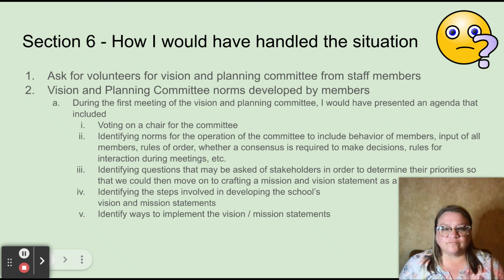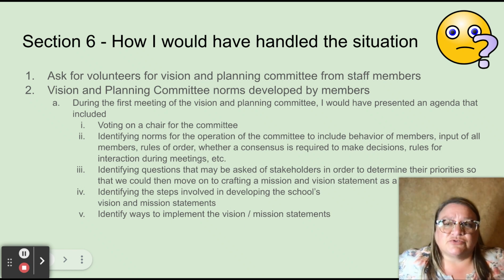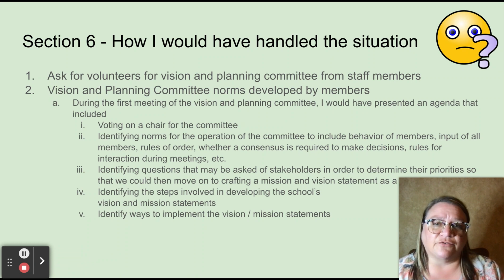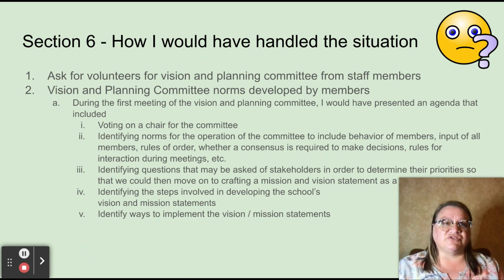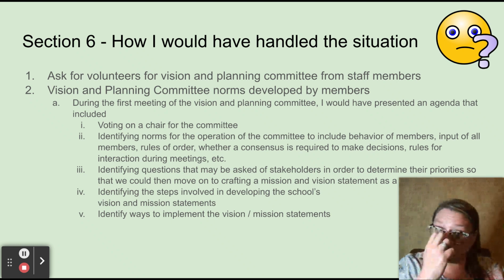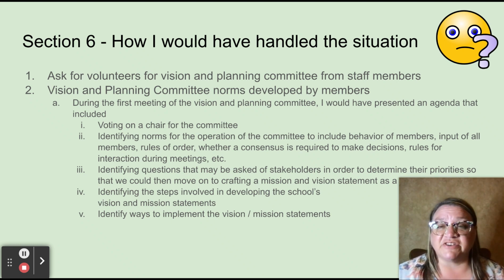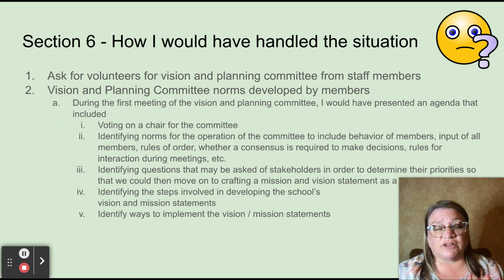So, how I would have handled this situation. First of all, I would have asked for volunteers for that vision and planning committee from staff members, rather than just appointing them based on the recommendations of the superintendent and the board. There are some new staff members that may want to be part of that process and may have different ideas other than just doing things the same way they've always done them.